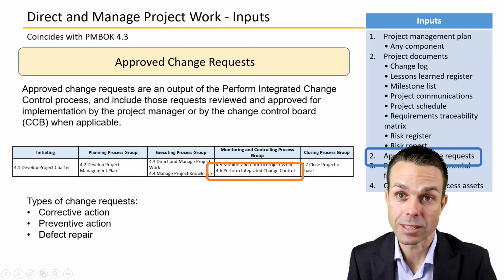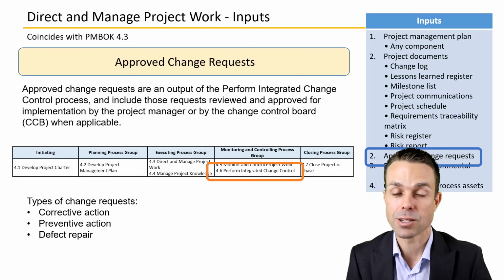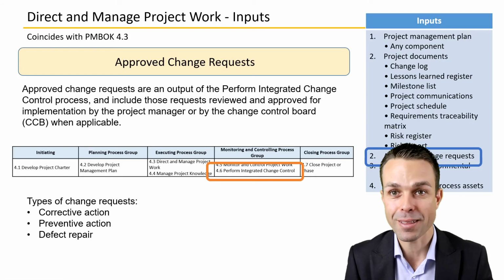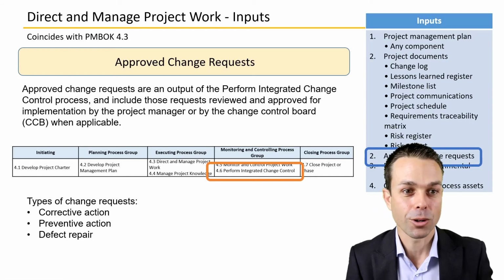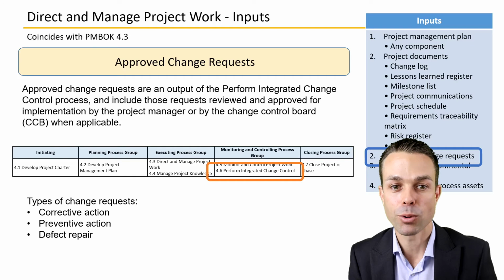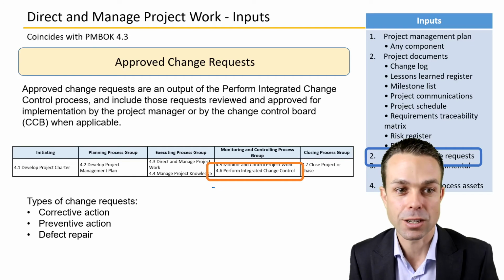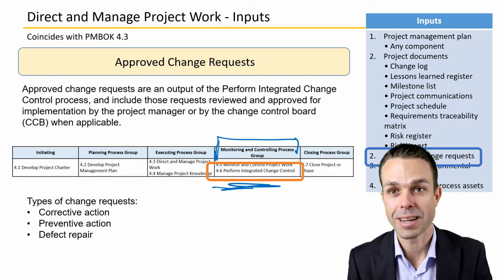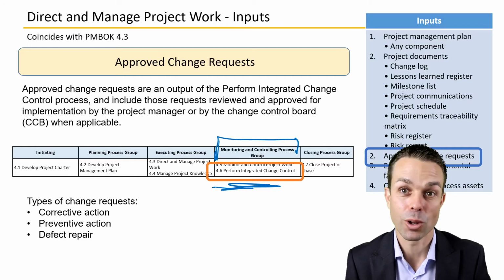Approved change requests will go into directing and managing the project work, because if a change has been made, that will adjust everything that we do going forward. So approved change requests are an output of the perform integrated change control process, over here in monitoring and controlling, but still in our project integration management knowledge area.